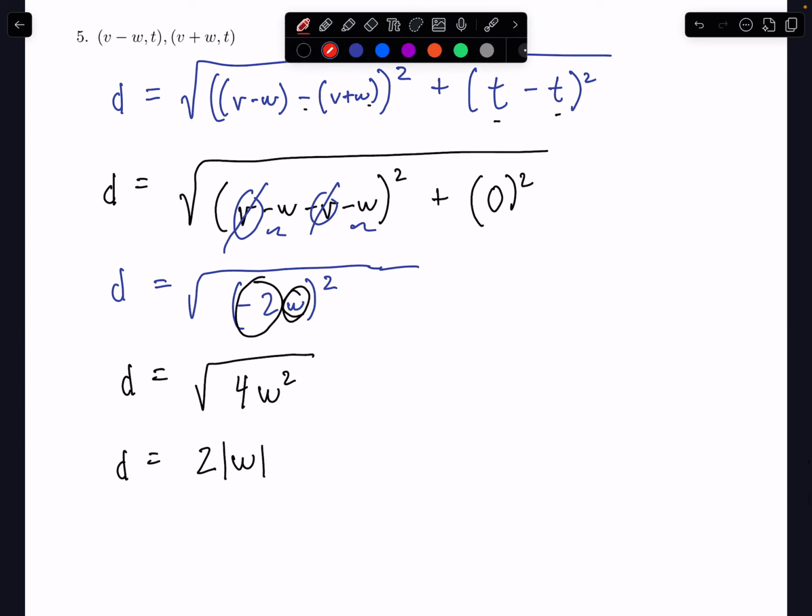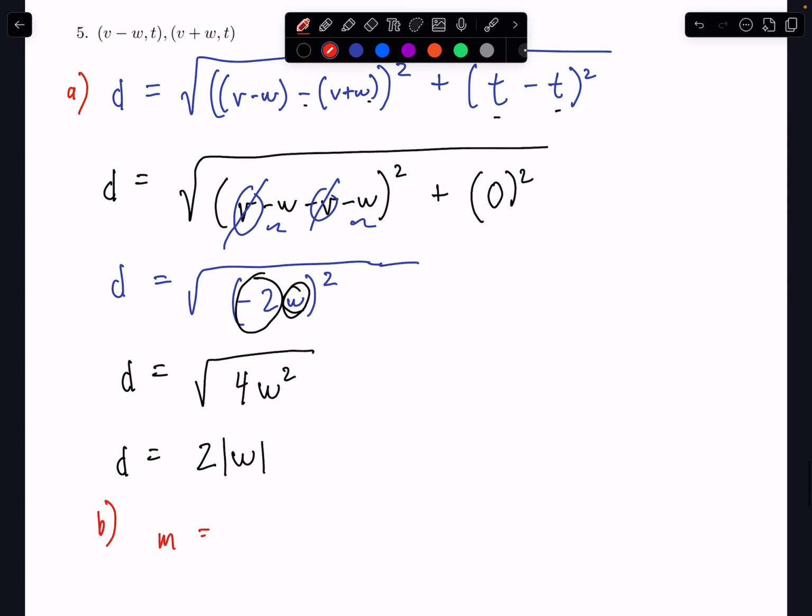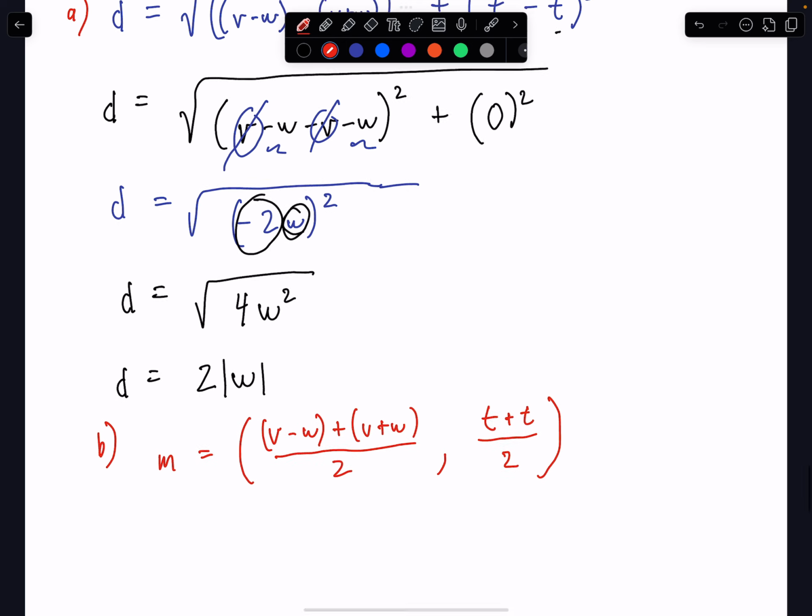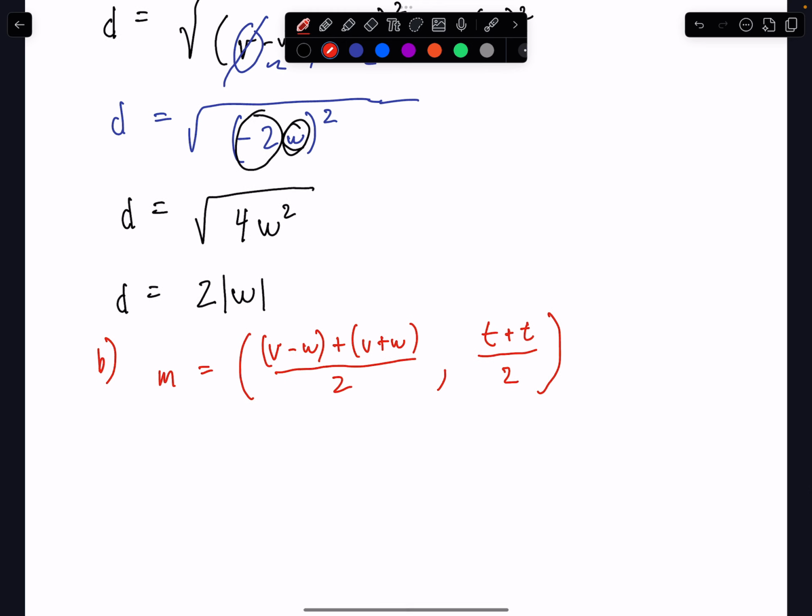Okay, next part. That was part A, now part B. Part B is to do the midpoint, right? What's midpoint? So midpoint is v minus w plus v plus w. Now, quick tip, let's keep our numbers in parentheses so we don't get mixed up. Divide by 2. Second part is t plus t, sorry, divided by 2. t plus t divided by 2 is 2t divided by 2. This is going to be back to t, which I should have suspected.